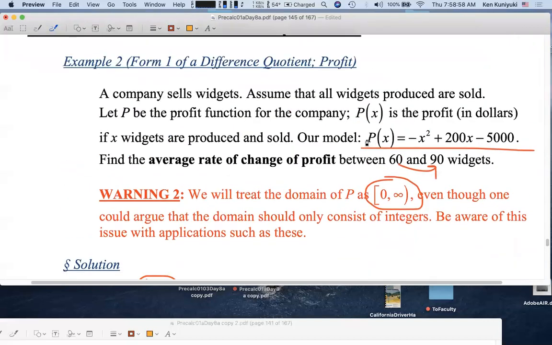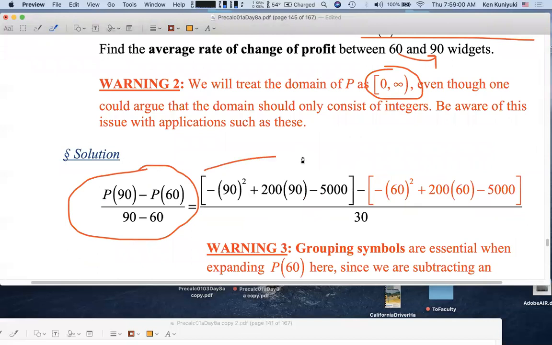Well, here's the formula for P of X. P of 90, plug in X equals 90. P of 60, plug in X equals 60. You might want to work these out separately. Here, it's one big formula. And also, don't forget the grouping symbols. If you don't work these out separately, then definitely put grouping symbols around the second group. They're not as necessary in the first group. Divided by 90 minus 60 is 30.